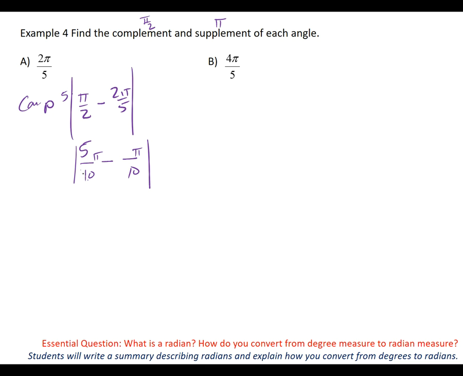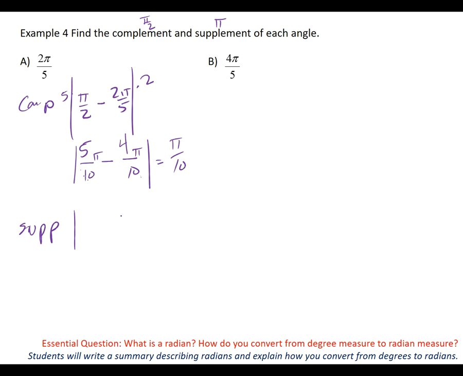I decide what my common denominator is going to be, and figure out what I have to multiply the numerator by. So I know that I would have to multiply the 5 by 2 to get to 10, so 2 times 2 is 4. So my complementary angle was 5 pi minus 4 pi, which is 1 pi. So my complementary angle to 2 pi over 5 is pi over 10. So those two would add up to 90 degrees, pi over 2. Okay, let's look at supplementary.